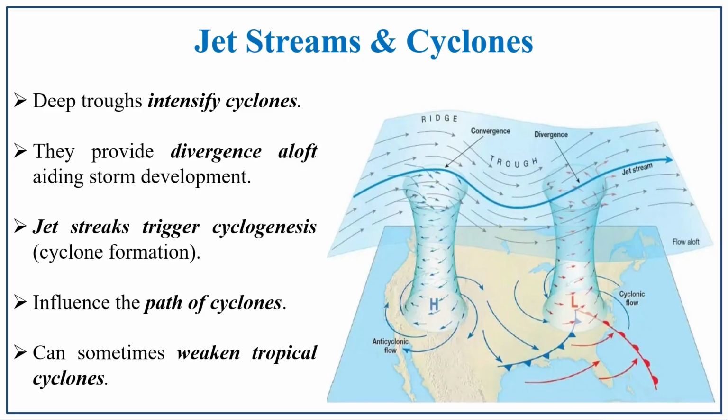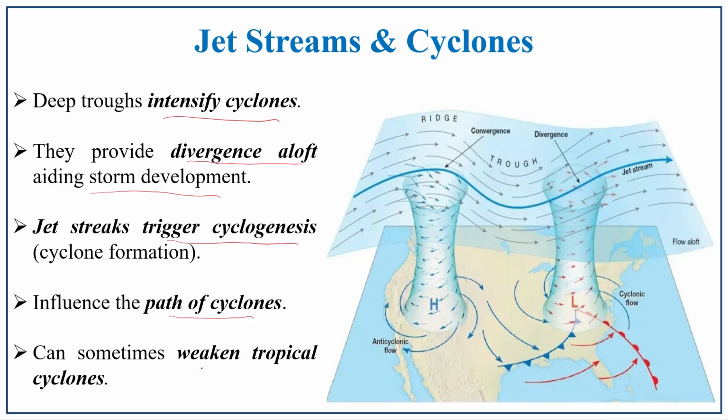Jet stream and cyclones. So how are cyclones and jet streams associated? The deep trough intensifies the cyclones. So the trough nature intensifies these cyclones, and it provides the divergence aloft, aiding the storm development. Because of this process, the storm is developed in the cyclonic process. The jet stream streaks trigger this cyclogenesis, that is, cyclone formation. It influences the path of these cyclones. So the cyclone path and the wind direction path, everything is determined by the jet streams.